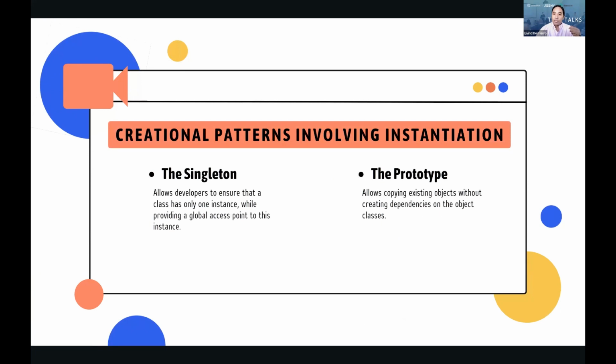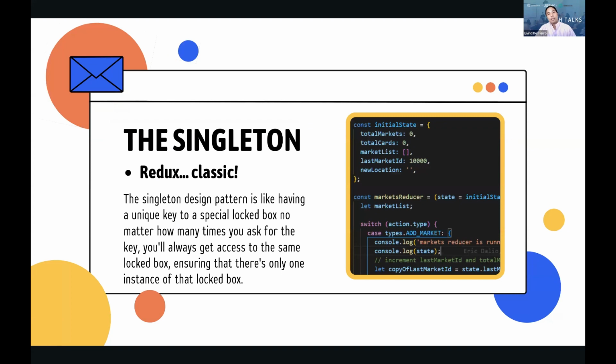The singleton pattern allows developers to ensure that a class has only one instance while providing a global access point to this instance. The prototype pattern allows us to copy existing objects without creating dependencies on the object classes. The singleton pattern is like having a unique key to a special lockbox. No matter how many times you ask for the key, you'll always get access to the same lockbox, ensuring that there's only one instance of that lockbox.